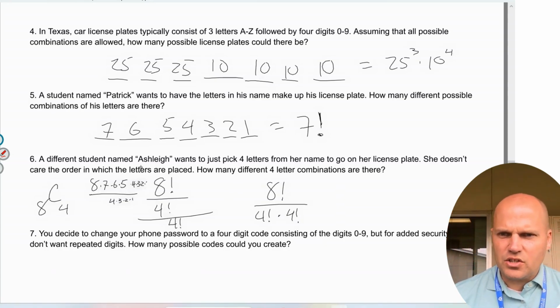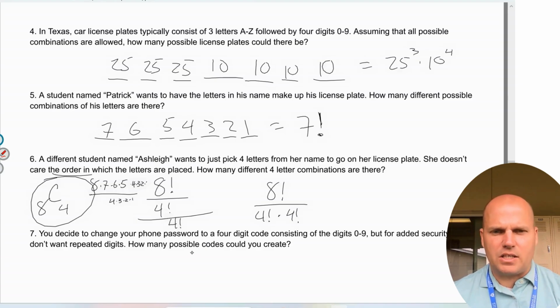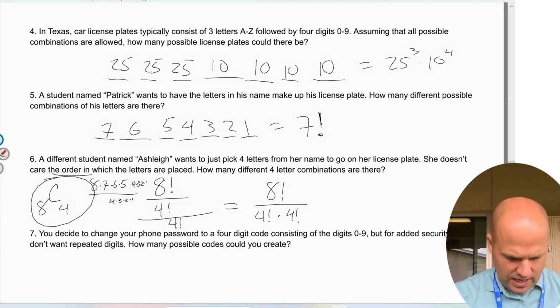4 factorial times 4 factorial is not 8 factorial. So she doesn't care about the order. We have a combination. We want to remove the repeated possibilities.